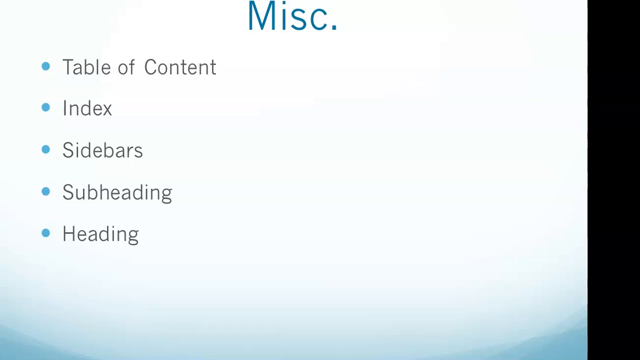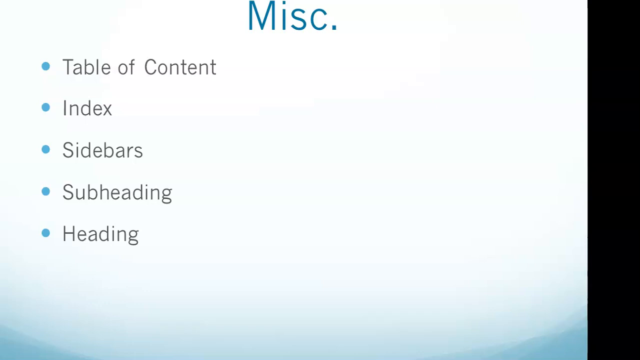Table of contents and index lots of times show up in a question, being able to differentiate those two. A table of contents is chapters or parts of a book, and they show up at the beginning of a book, while an index is a list of important words or concepts, and that will show up at the end of a book.